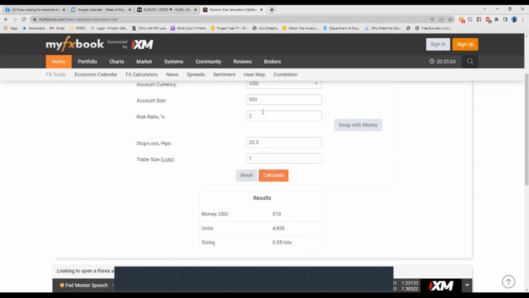Notice what happens if I say I want to risk 10% of my account. I'm leaving everything the same. But if I want to risk 10% of my account, that's $50. Notice now that my lot size is 5 times what it was, because I'm now risking 5 times what I originally planned to risk. So as you can see, the higher the lot size, the more money you stand to lose. And of course, the more money you stand to gain.